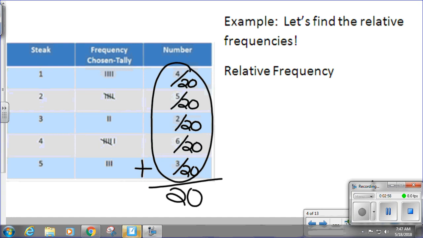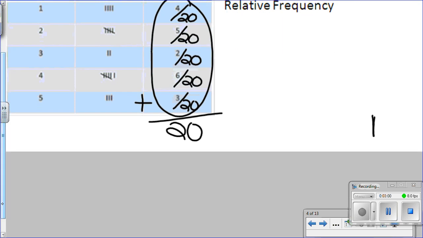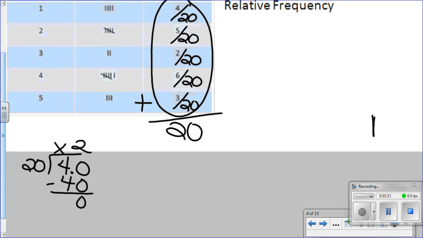4 divided by 20. 4 is the first number you say that goes under your division sign. Your denominator goes outside. Does 20 go into 4? Put an X. Decimal, 0. How many 20s in 40? 2. You're done. Decimal goes straight up. The relative frequency of 4/20ths is 2/10.